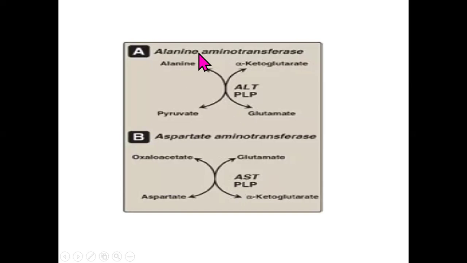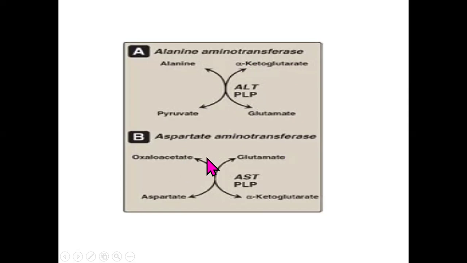We have two aminotransferases: alanine aminotransferase and aspartate aminotransferase. Here, alanine is the amino donor, and alpha ketoglutarate is the amino group acceptor. When alanine provides the amino group, alpha ketoglutarate forms glutamate, and alanine becomes the corresponding alpha keto acid, which is pyruvate. The enzyme that catalyzes this reaction is alanine aminotransferase, or ALT, and it requires pyridoxal phosphate, PLP, as cofactor.